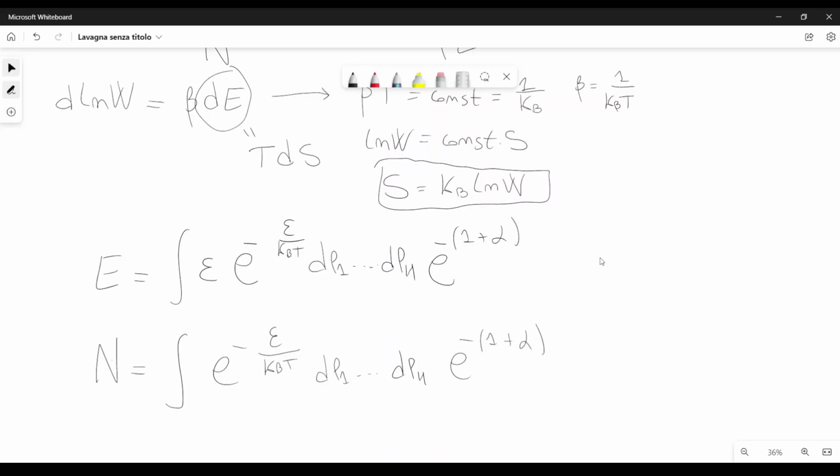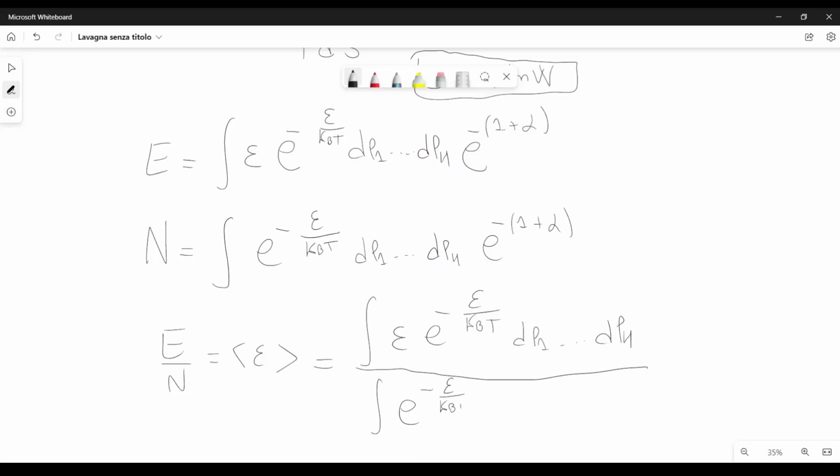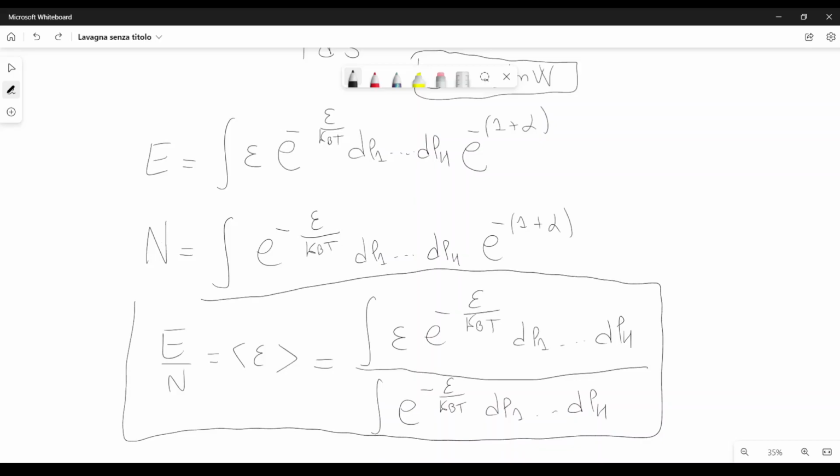So if I divide these two formulas, we get the average energy per particle. E over N is the average energy per particle, and we can calculate it using this integral of epsilon e to the minus epsilon over k Boltzmann T dp1 ... dph, and then we divide this by the integral of e to the minus epsilon over k Boltzmann T dp1 ... dph. These two constants will cancel when I take the ratio. So this is an important formula because it tells us how we can calculate in statistical mechanics the average energy of one particle. It's a formula that can be generalized also for quantum systems or discrete systems.